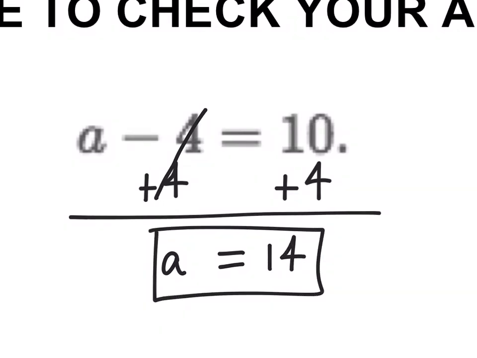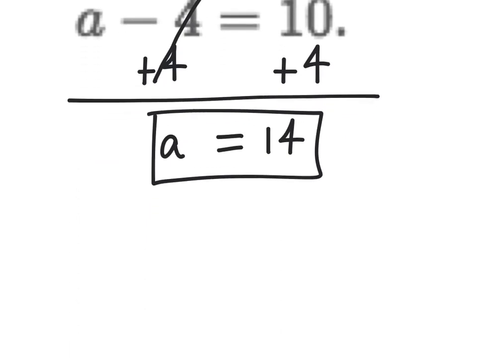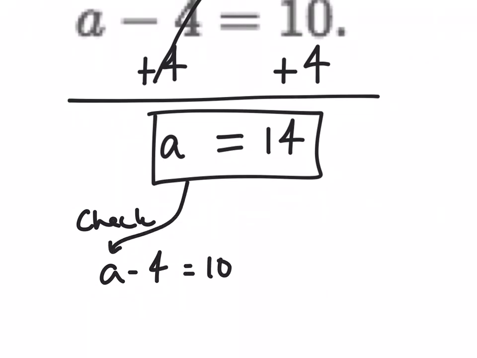Okay, pretty easy, not too bad. All right, but now let's check. Let's verify that this works. So let's write a minus 4 is equal to 10. Okay, let's plug in 14 for a and see what we get. So 14 minus 4, are we going to get 10?